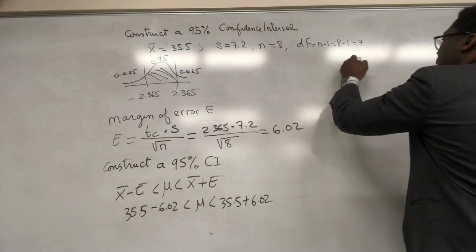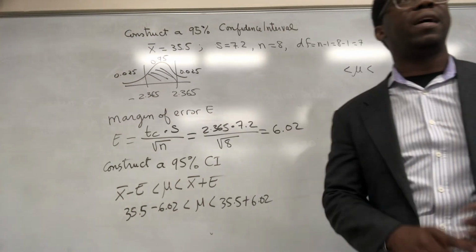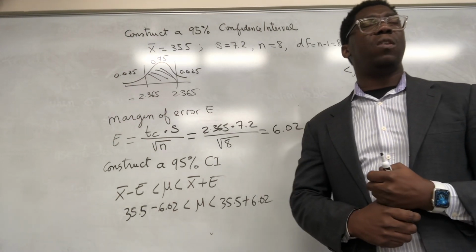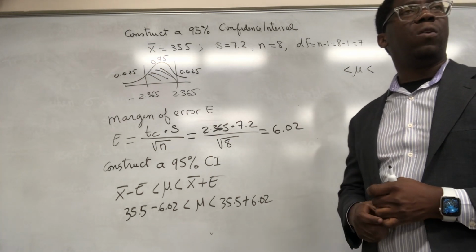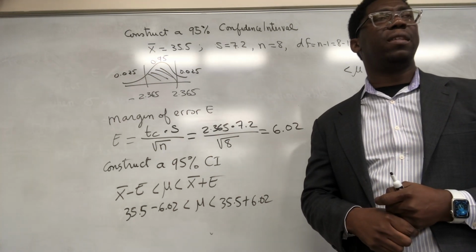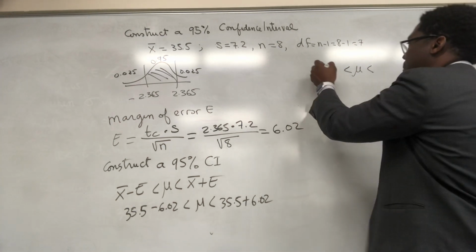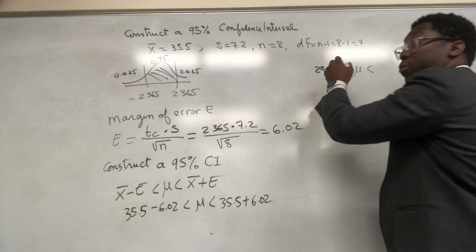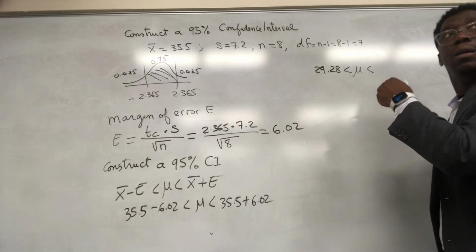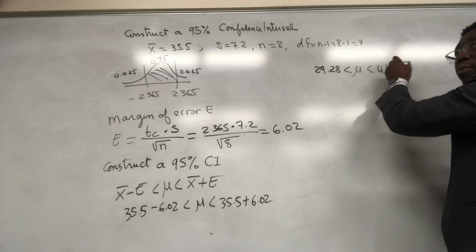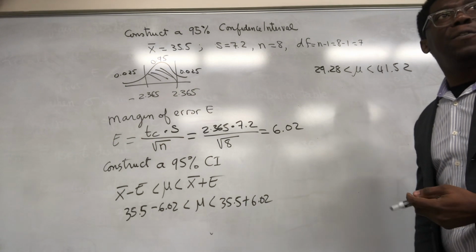Now with this, it is easy to use your calculator and find the lower bound and the upper bound. So what is the lower bound? The lower limit in your interval is 29.48? 29.28. And the upper one? 41.52. All right. This is your confidence interval.